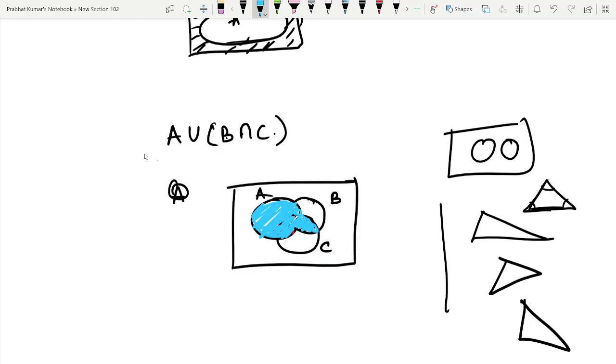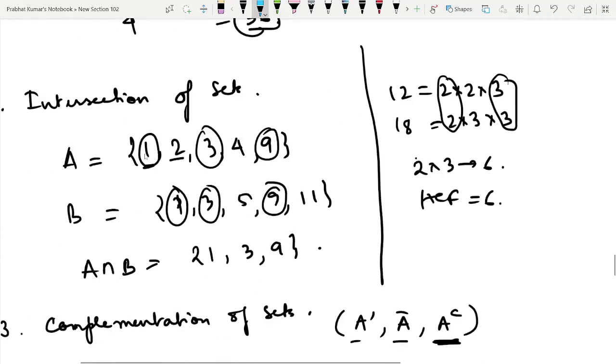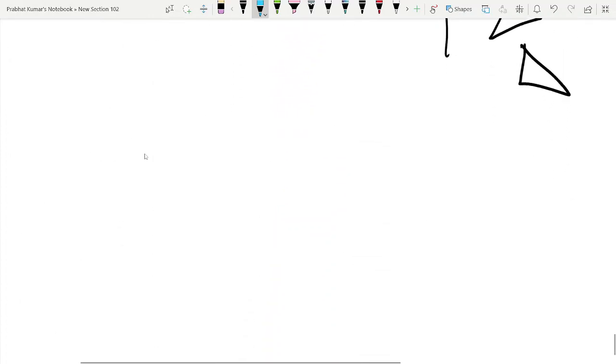So in this way, we can easily view the geometry of these sets using this diagram. This is called the Venn diagram. This is a way to represent the set geometry. Okay, so coming back to set operations.